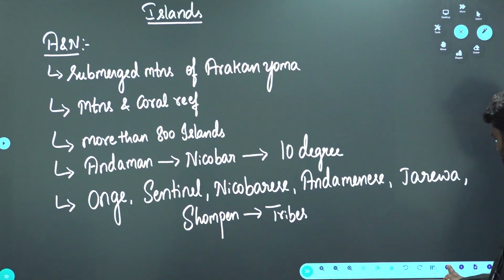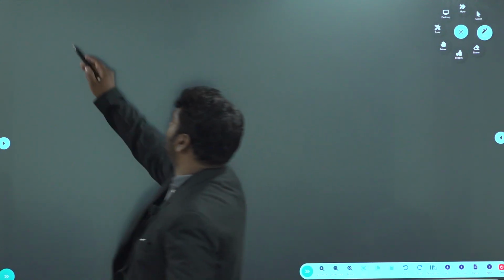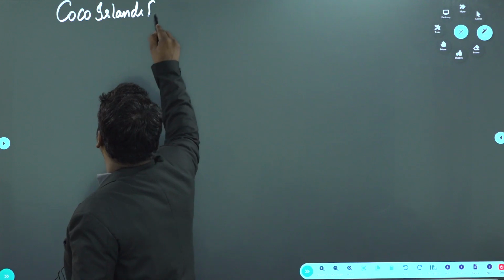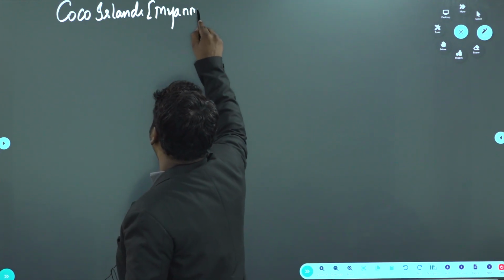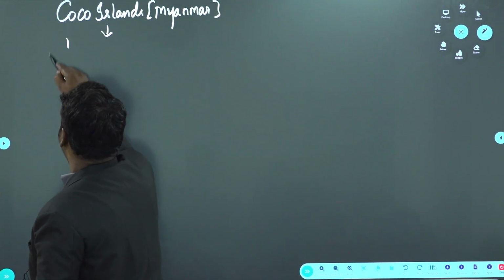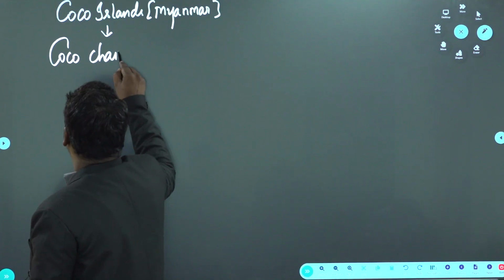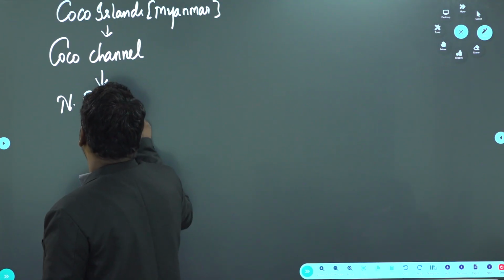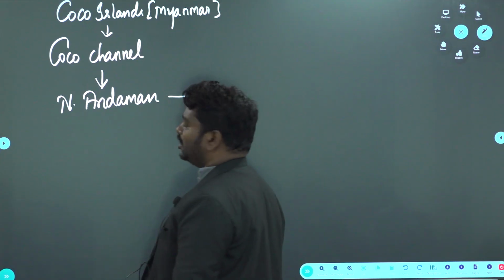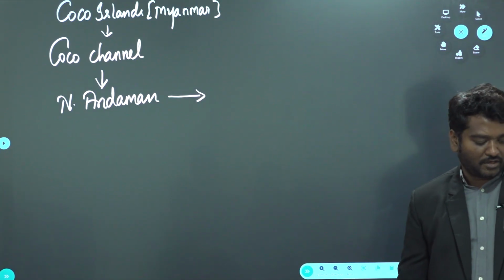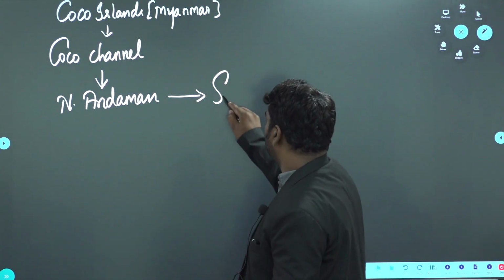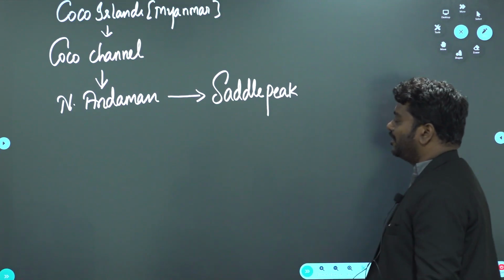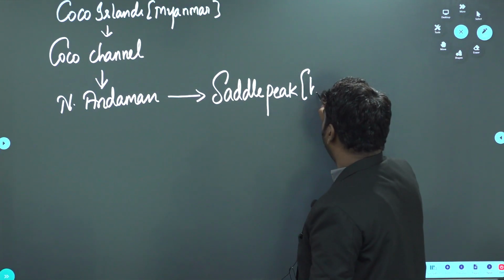Next. First you will have Coco Islands of Myanmar. After that you will have Coco Channel. Then North Andaman. In North Andaman, what is present? Saddle Peak. See, the highest peak of Andaman and Nicobar is Saddle Peak. Remember this. And it is found in North Andaman.